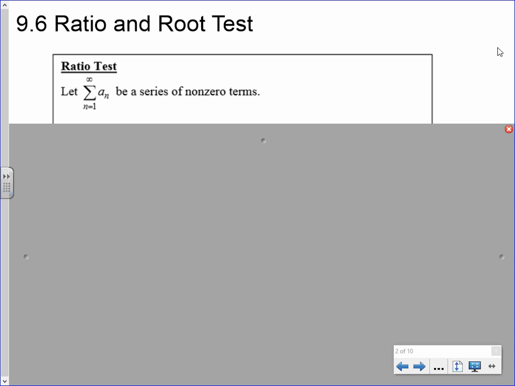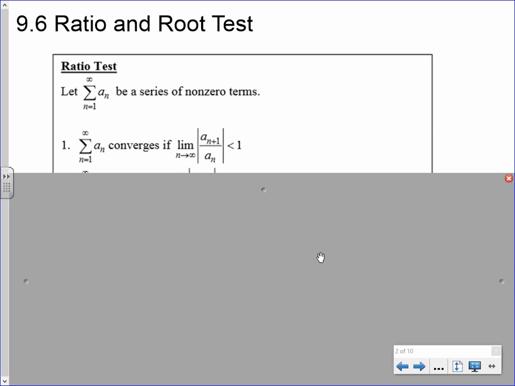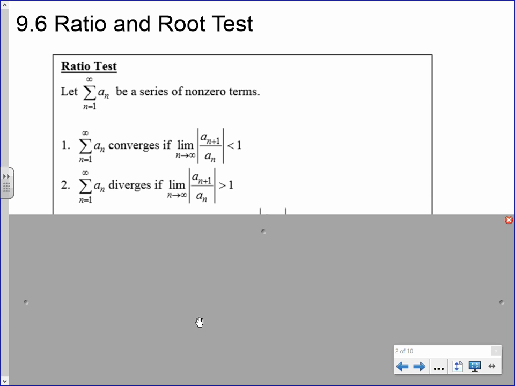Okay, so we have a sum of the sequence of non-zero terms. If we take the limit of the ratio a sub n plus 1 over a sub n, absolute value, and it's less than 1, then it converges. What do you think the second stipulation is? Then it diverges. I flipped. I had a sub n over... Yeah, that's right.